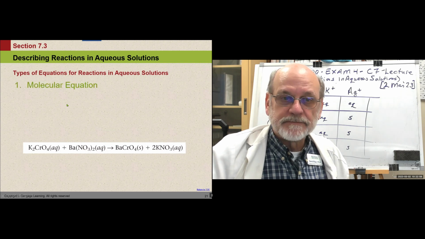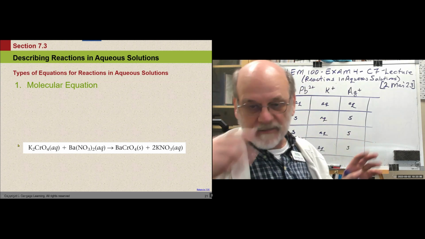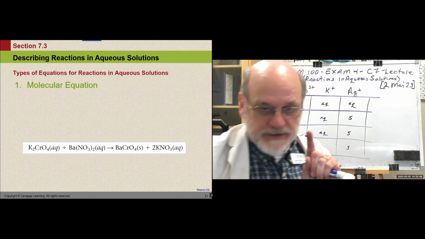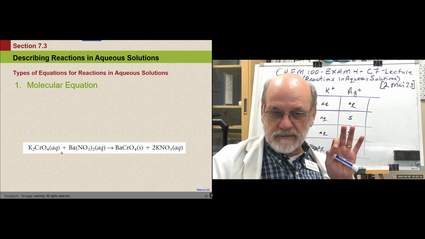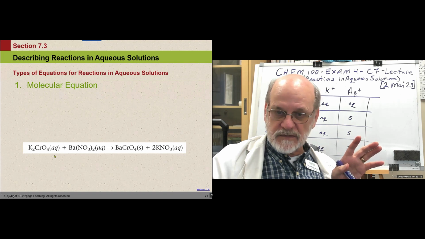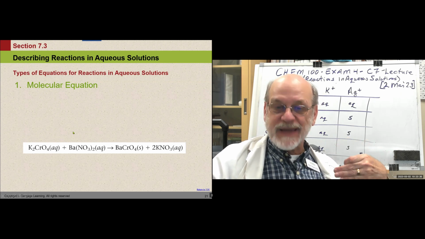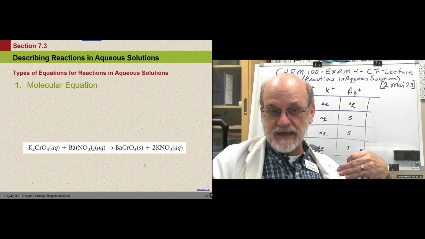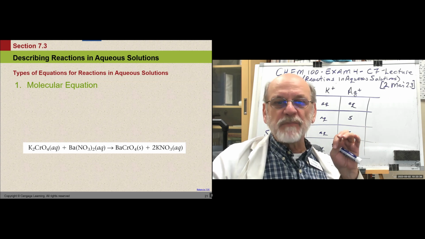Okay, when you write out the equation like this, remember, it's the same as always. First, you write the compounds correctly. Then you determine, are they soluble? Then you balance the equation. And in this case, we've balanced the equation as separate compounds, like that. Okay. That's called the molecular equation, or the complete equation.